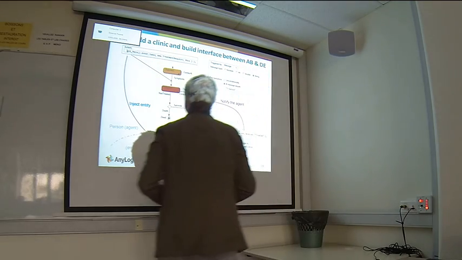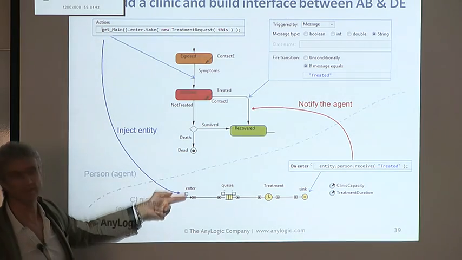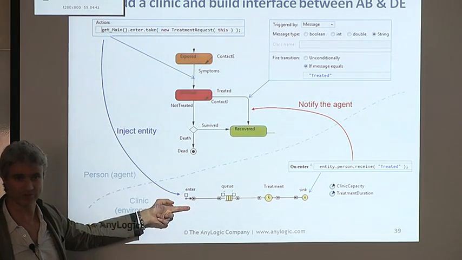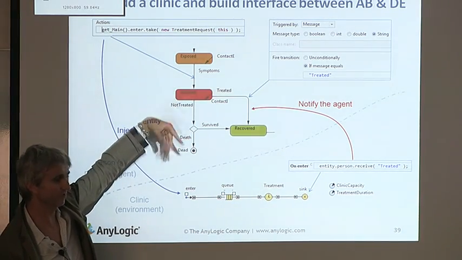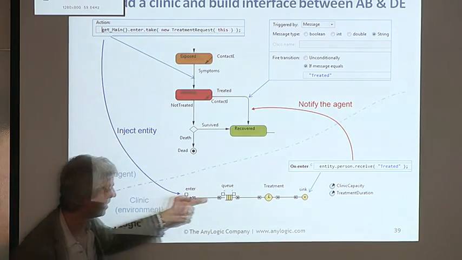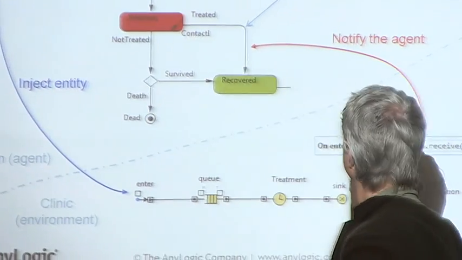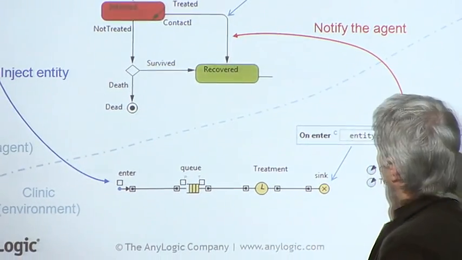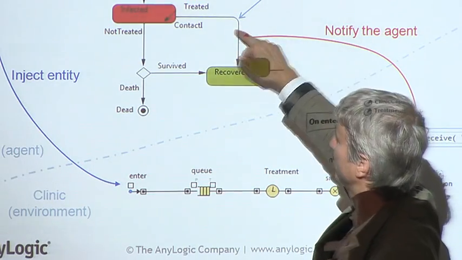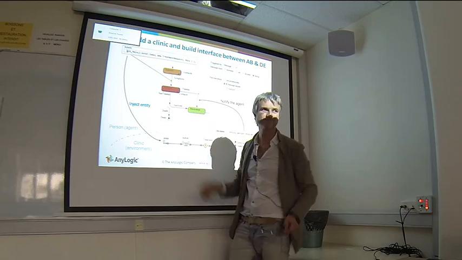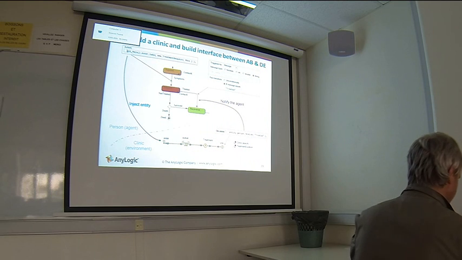So when the person discovers symptoms, he will inject an entity into the flowchart, and that entity will carry, let's say, the reference to the patient. When the person gets treated, here in the sink, he will notify the agent by sending him the message treated, which will trigger the transition. This is a very simple link between the two modeling paradigms here.